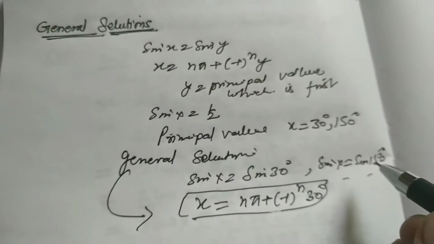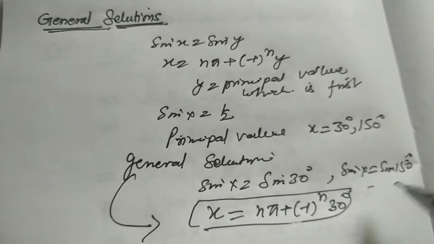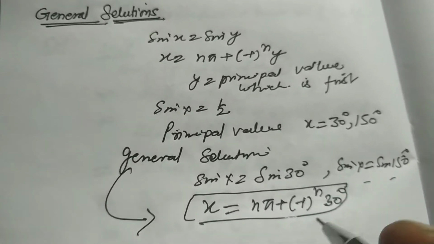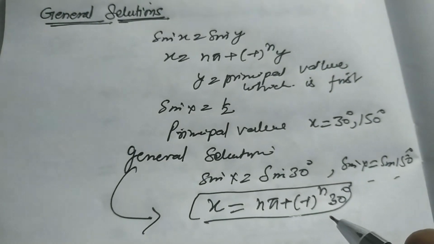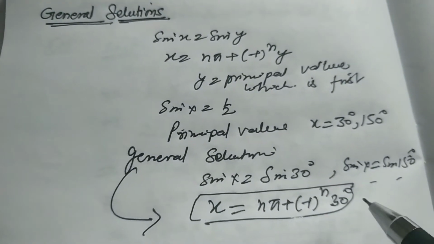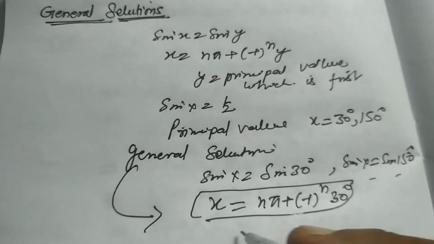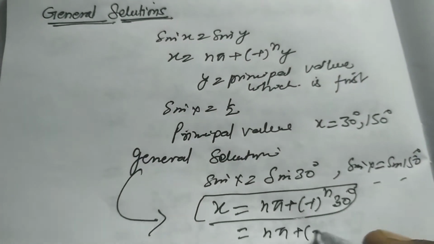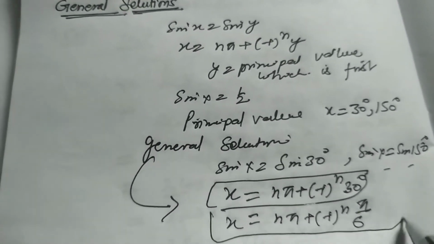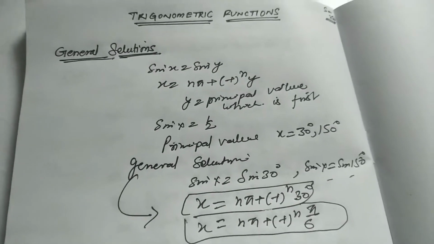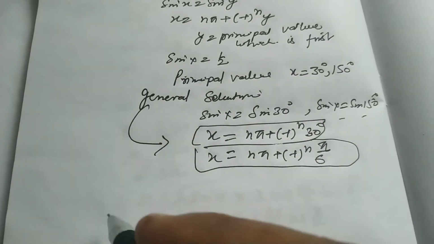We cannot put y is equal to 150 degree, because if I put y is equal to 150 degree, then 30 degree will be left forever. So that's why, in the first revolution, whatever value comes first, we have to put the value of that particular angle. So x is equal to n pi plus minus 1 power n pi by 6. This is called the general solution of the trigonometric ratio.